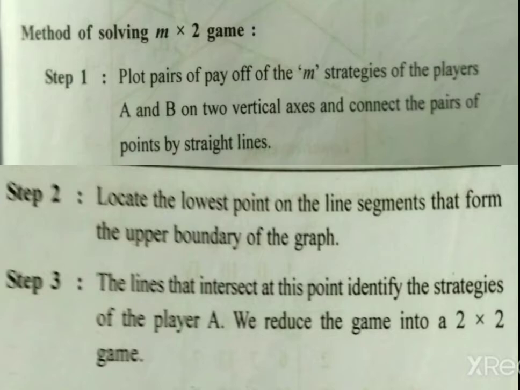The next step is to locate the lowest point on the line segment that forms the upper boundary of the graph. So here we have to find the lowest point of the upper boundary. The third step is that the lines that intersect at this point identify the strategies of player A. So we reduce the game into a 2 by 2 game. Here also we have to find the 2 intersection lines at the lowest point of the upper boundary. Those 2 intersecting lines give your 2 by 2 matrix. For this we have to come with an example.